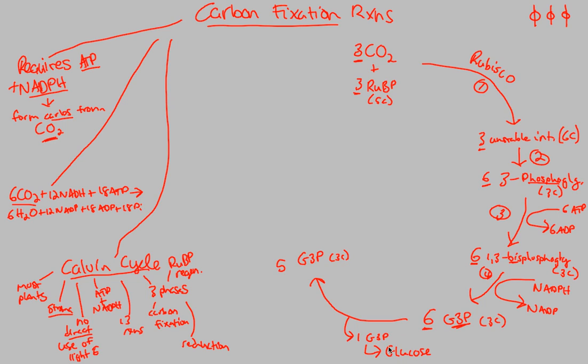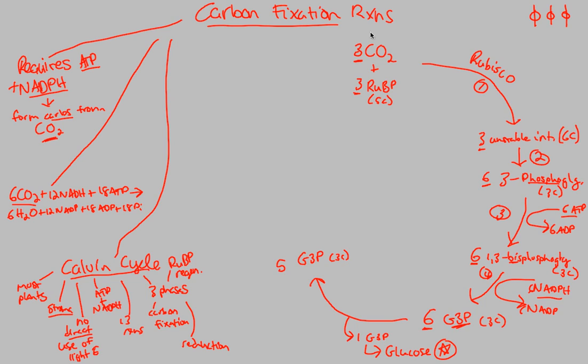This is how, ladies and gentlemen, plants make glucose. They utilize the ATP and the NADPH, specifically 6 molecules, sorry, six of the light-dependent reactions to turn carbon dioxide into G3P.